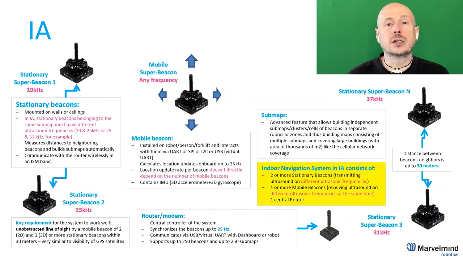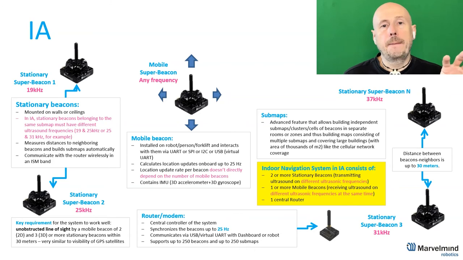And with complex maps, it becomes more complex because we have only 8 frequencies, and those frequencies must be reused. Like in cellular networks, there is a limited number of channels, and they must be reused after some time. Very similar here. Simply, we have fewer frequencies, so the requirements are tougher. But it's doable. We will explain how.